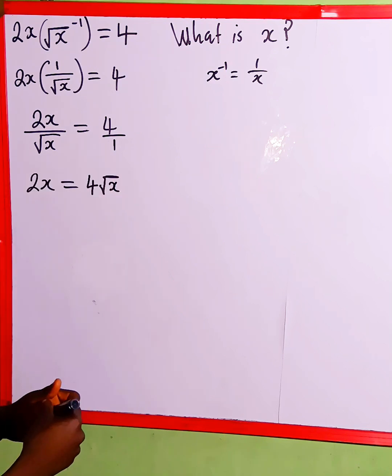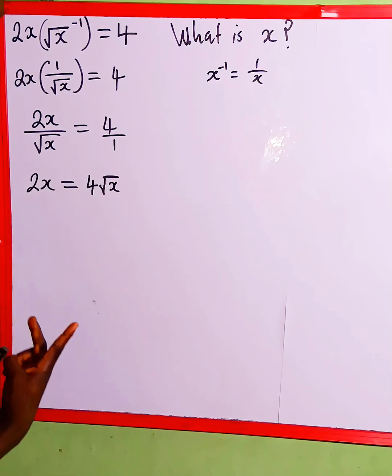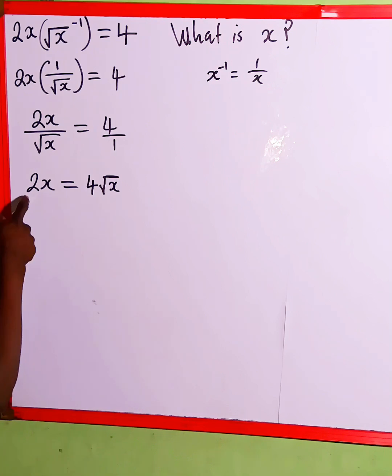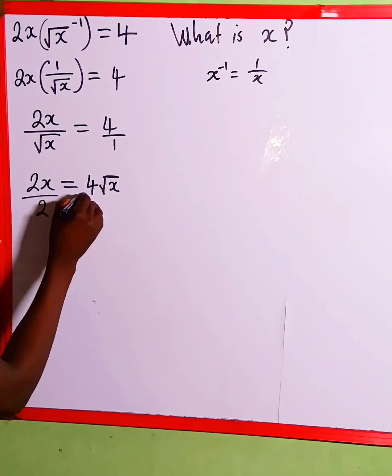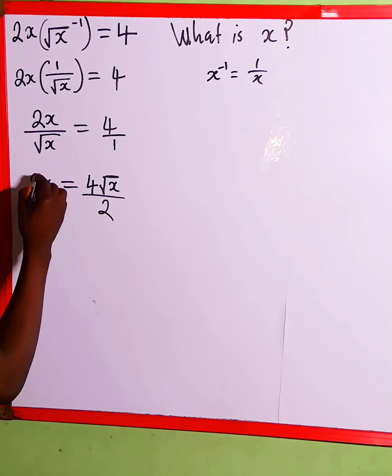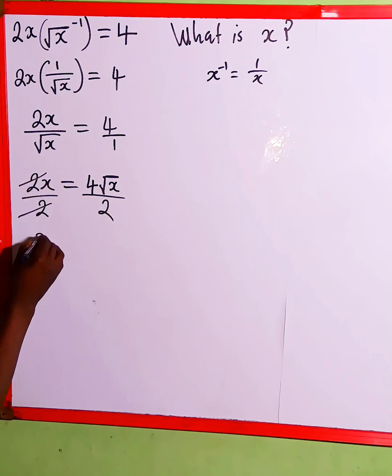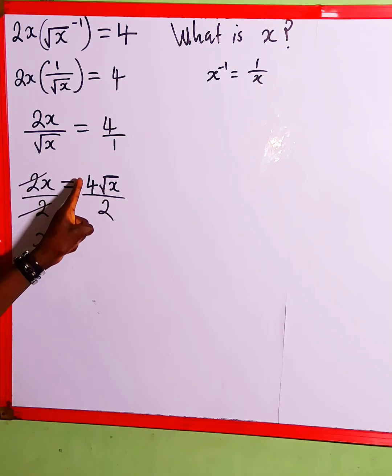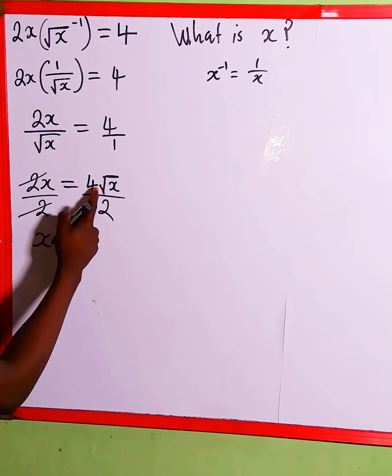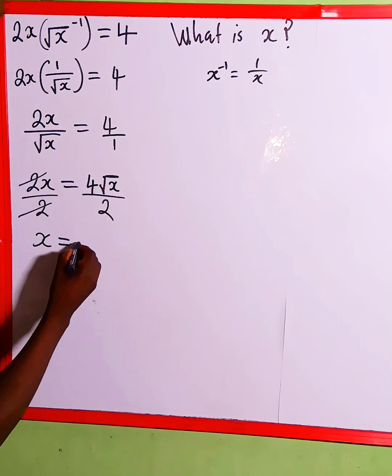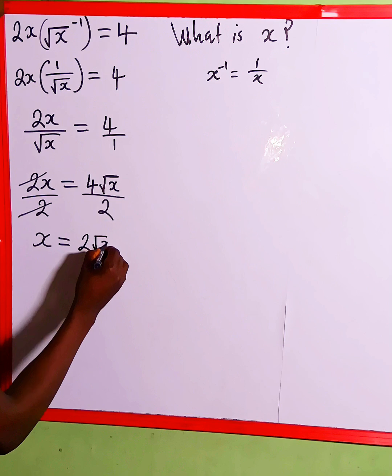Now the next thing we're going to do, we have 4 here and this is 2, so there are two even numbers, so we can divide both sides by 2 in order to eliminate these two. So we divide the left hand side by 2 and the right hand side by 2. So this 2 is going to cancel this 2. x now will be equal to 4 divided by 2, which is 2. Then 2 multiplied by root x is going to give us 2 root x.